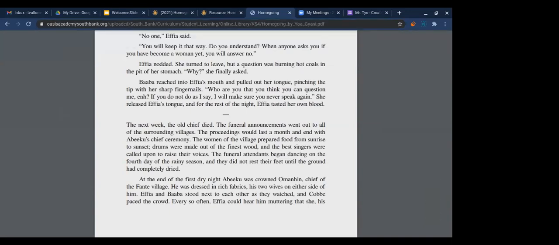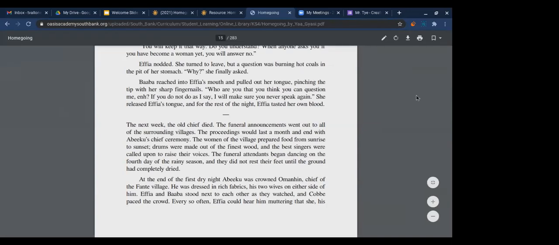You want to scroll down to about halfway through. On yours, it'll be page 15, like it says up here on mine, where we see it starts, the next week the old chief died. That's where we're going to be starting today. That's where we left off last class.